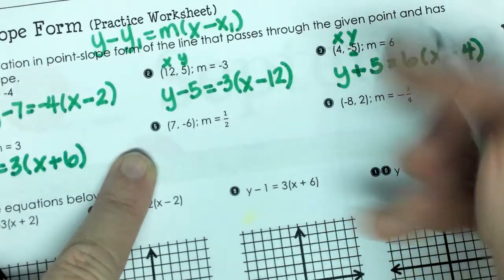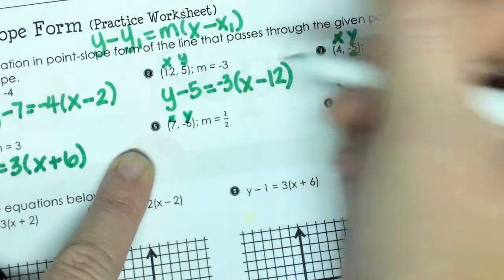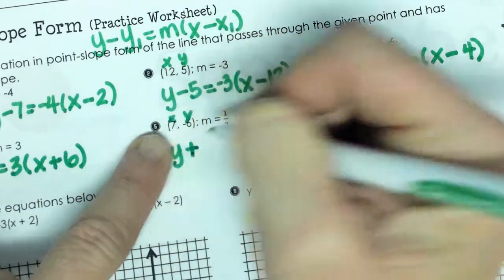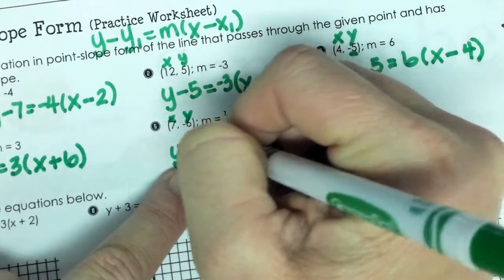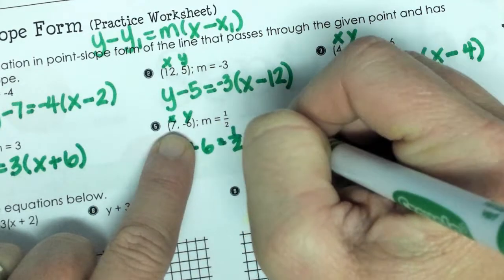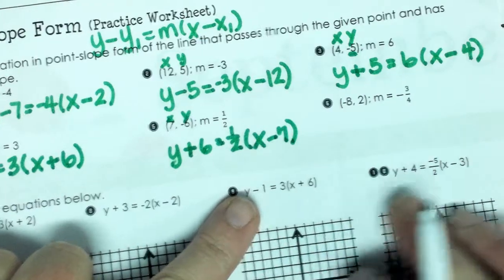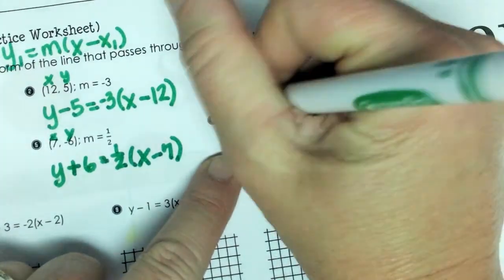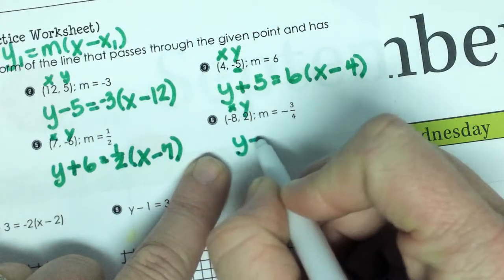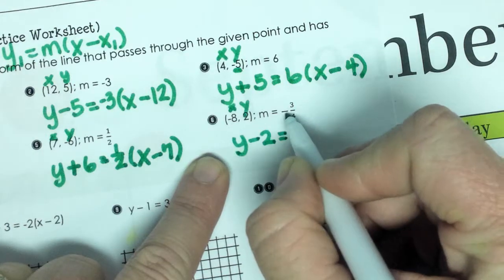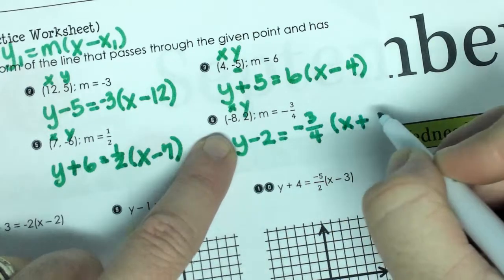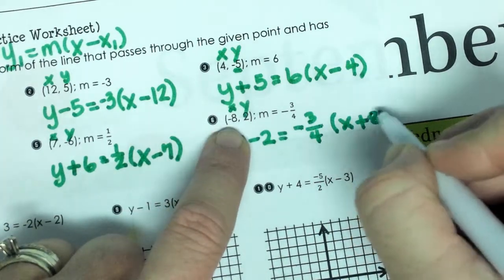Okay, let's go to number 5. So again, let's count x and y. So now I know it's going to be y minus, but it's going to become plus because that's a -6. So y plus 6 equals my slope, which is 1/2 times x minus 7. Okay, number 6. Here's my x, here's my y. So now I'm going to say I have y minus 2 equals negative, because my slope is -3/4 times x, and it's going to become a plus since I have a -8 here, so x plus 8.